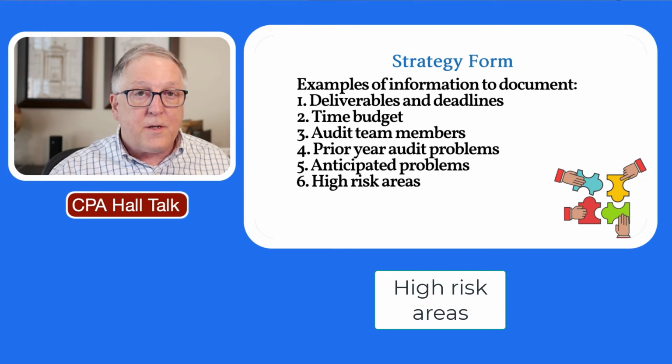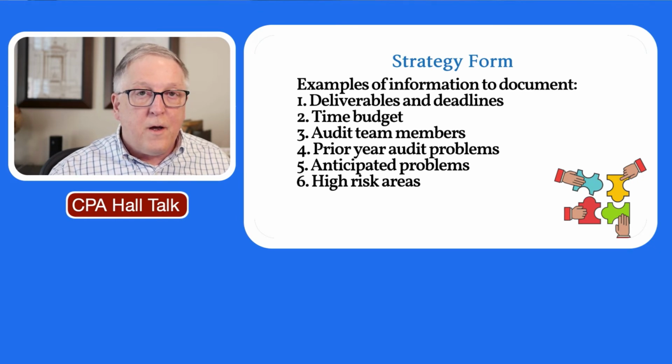Number 6, high-risk areas. We've spent several chapters looking at risk identification, and now in the audit strategy form, if there are significant risks, I would identify those in the audit strategy form. Usually there's 1, 2, or 3 of those. You don't need to go into a lot of detail here, but you do want to identify what those 2 or 3 significant risk areas are.